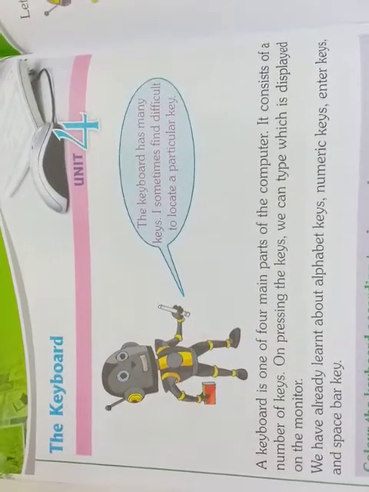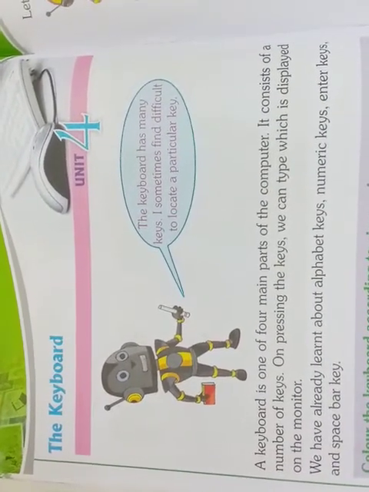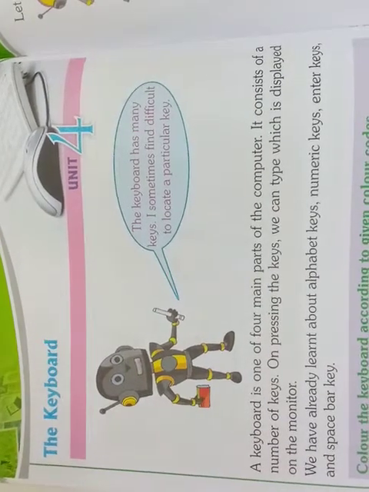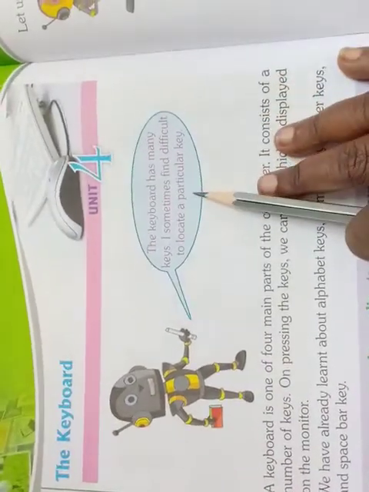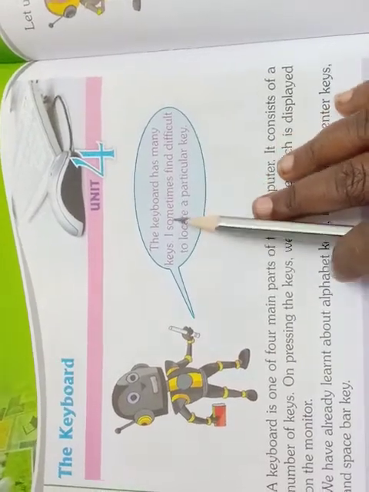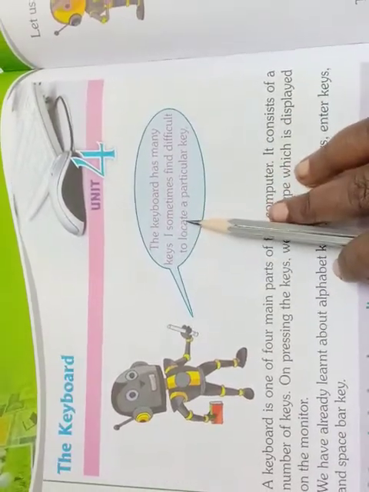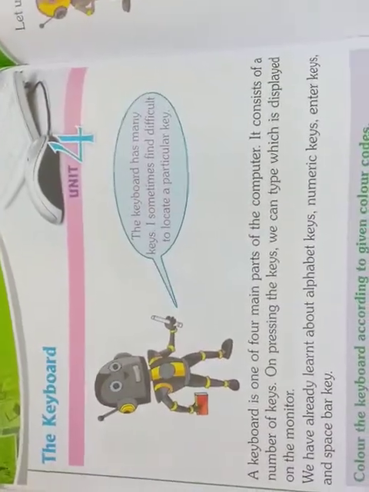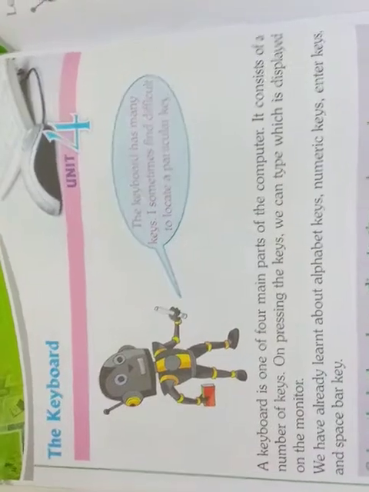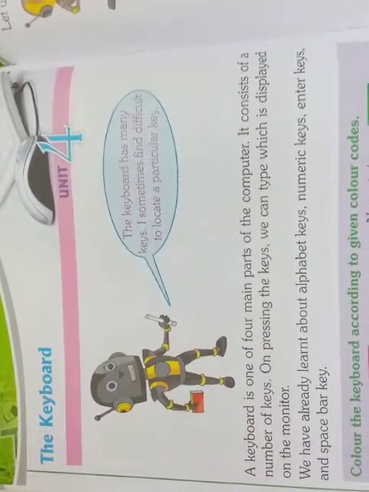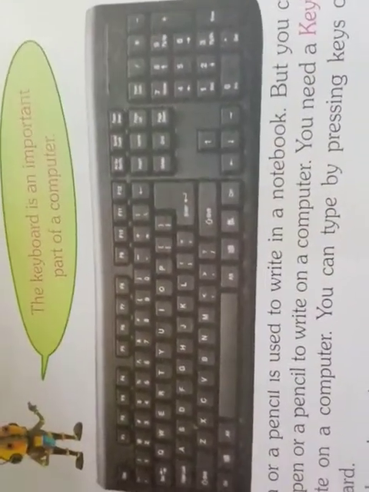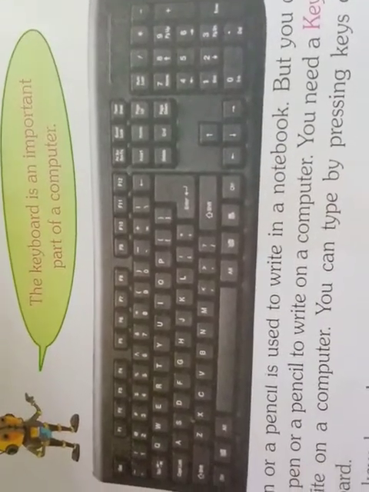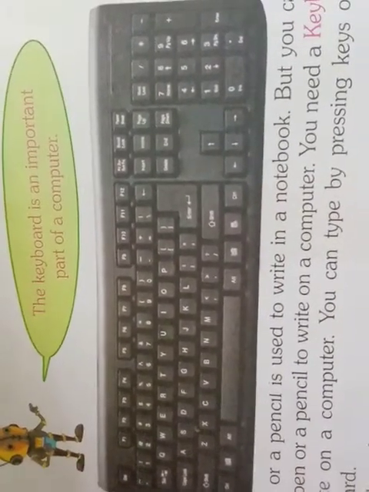Children, all of you open your computer textbook and see page number 30. That is the fourth lesson, the keyboard. The keyboard has many keys. I sometimes find it difficult to locate a particular key. So this problem you are also facing, no? All of you know what a keyboard is, how it looks like. This is the keyboard. For which purpose will we use this keyboard, children? To type words and sentences.